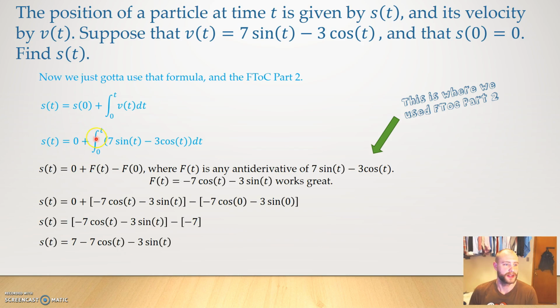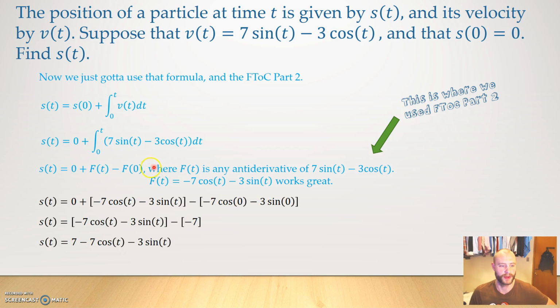0 plus integral from 0 to t. Now I've just subbed in the velocity formula for what they gave me in the question. So there it is. And now this is where we use fundamental theorem of calculus part 2. The position is 0 plus the integral from 0 to t. Remember, fundamental theorem of calculus part 2 says if we had an antiderivative of this stuff in here, we could just evaluate the antiderivative at the end of our integral, subtract the antiderivative evaluated at the beginning of the integral, and that is the same thing as this whole integral here.